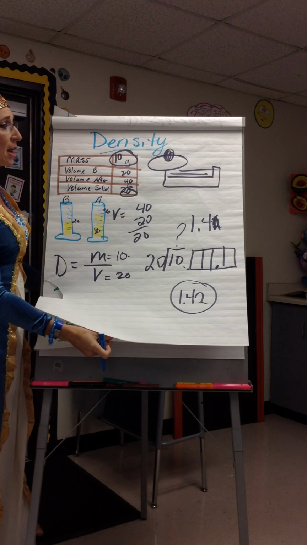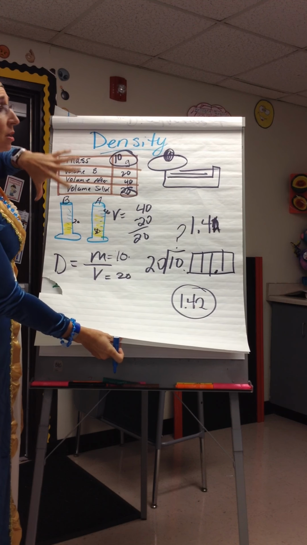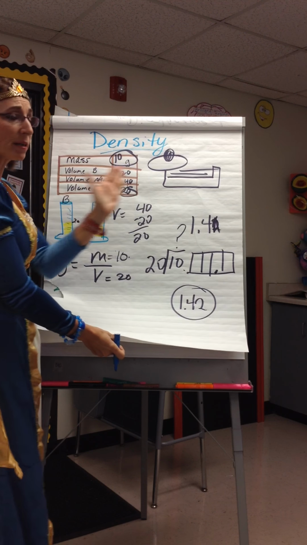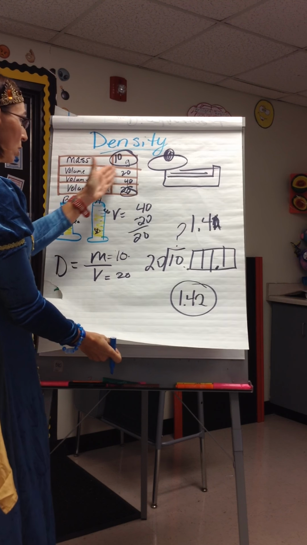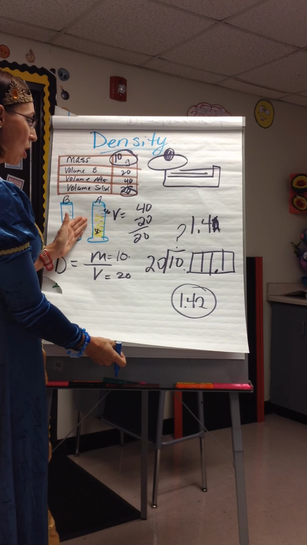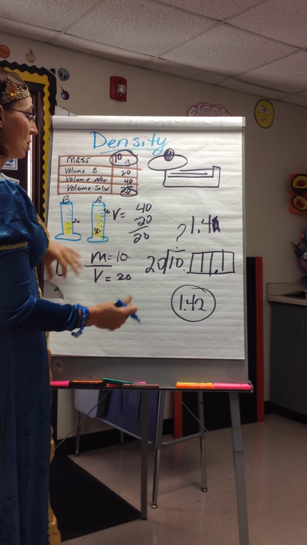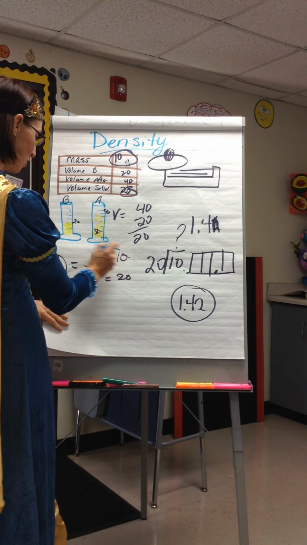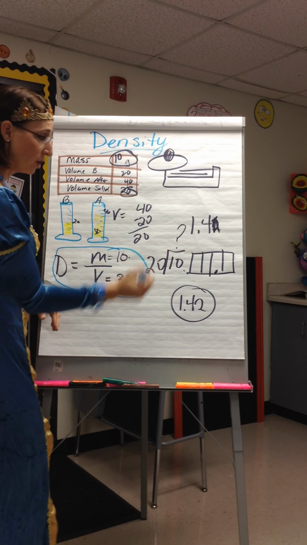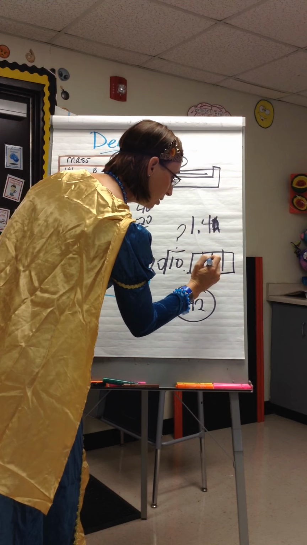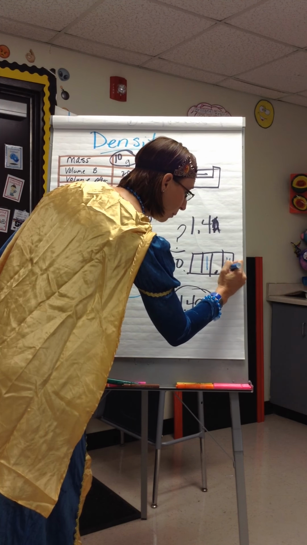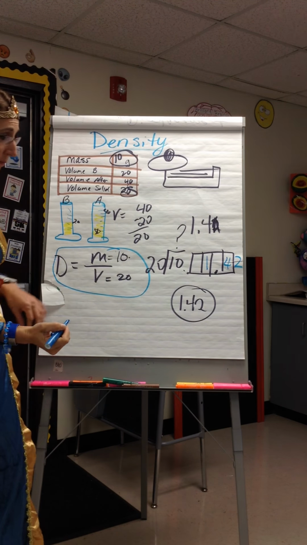Here's where we were on Friday, where you were going to the stations. The first thing you did is you read the maps and you wrote it down. The next thing you did is you were finding the before, you were finding the after, and then you found the volume of the solid. This was called displacement. Remember that? Then you did your calculation. Density is mass divided by volume. Then you wrote your answers in there.